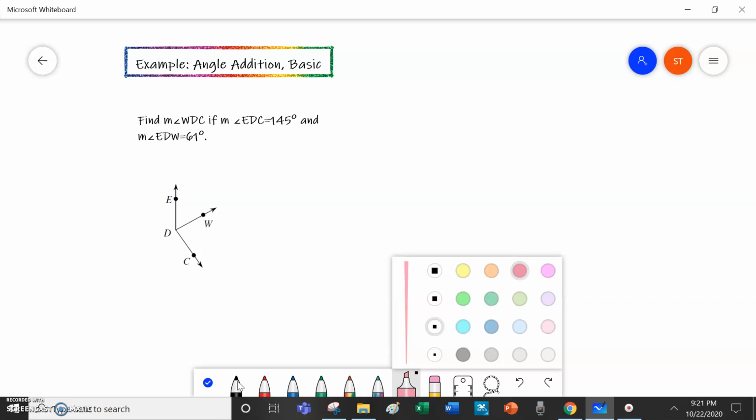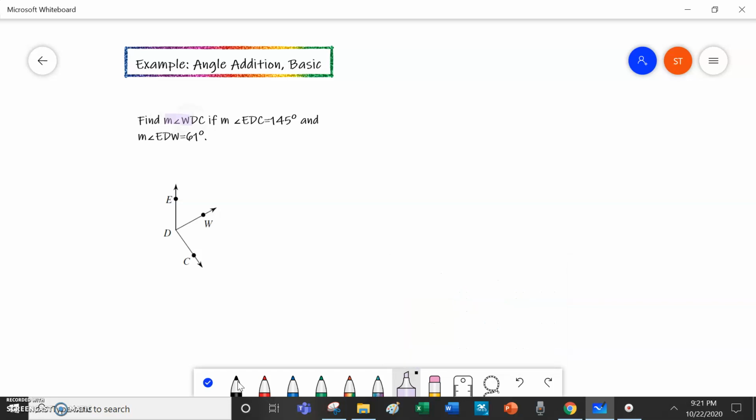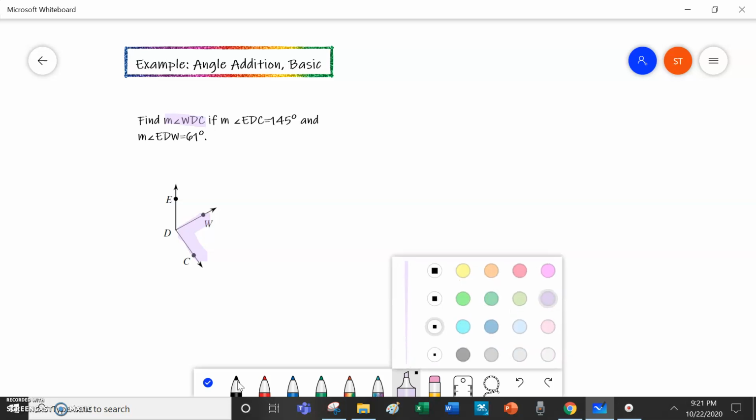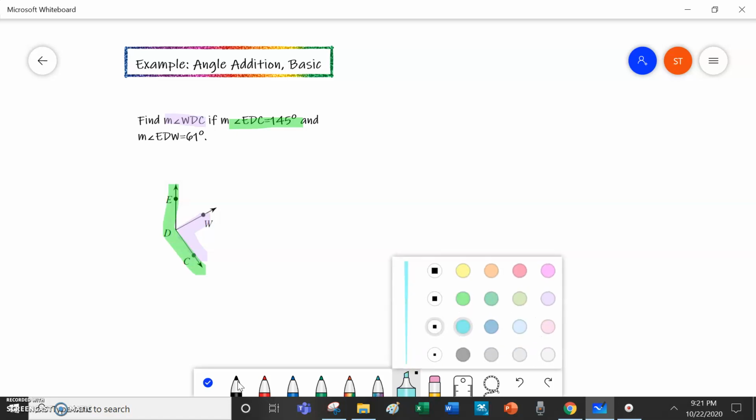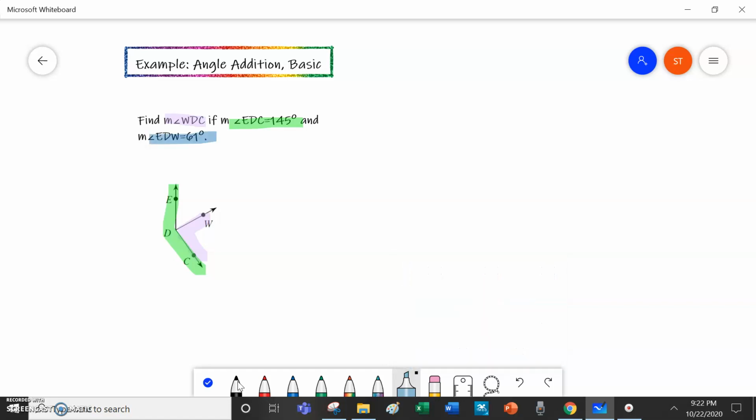I know that I need to find WDC. This here is WDC. I know that EDC is 145 degrees. That's my larger angle. And I know that angle EDW is 61 degrees. EDW is our other small angle.